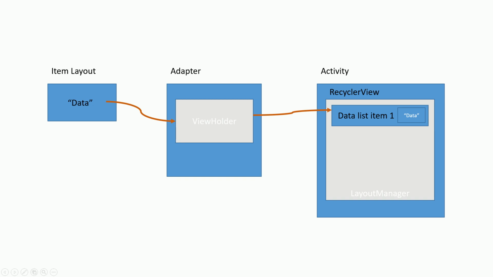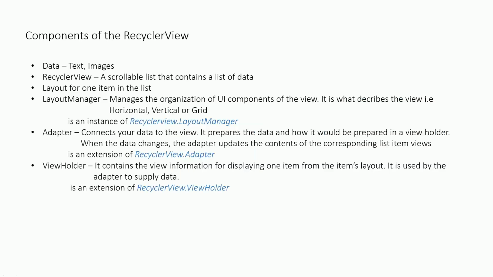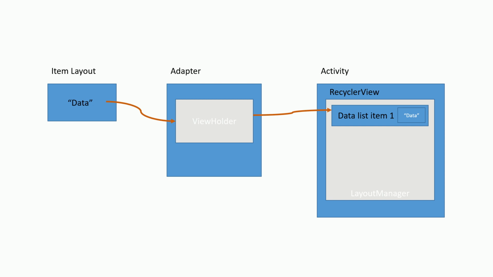Now, the recycler view's layout manager. Remember we said the layout manager manages the organization of the UI components of the view. So it's what describes the view, whether it's going to be horizontal, vertical, or grid. In our case here, it is described as vertical. So our data is going to be displayed vertically, just like we would have in a vertical linear layout. So the layout manager describes the view, and the view holder displays the data for one item, one list item.